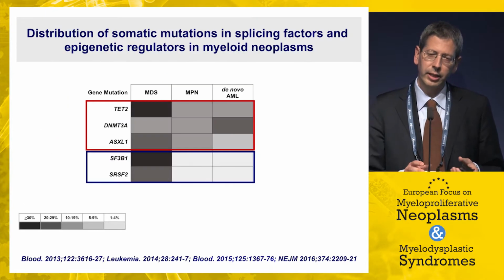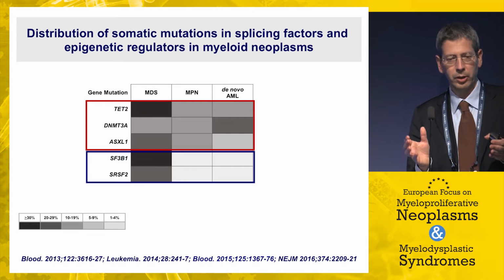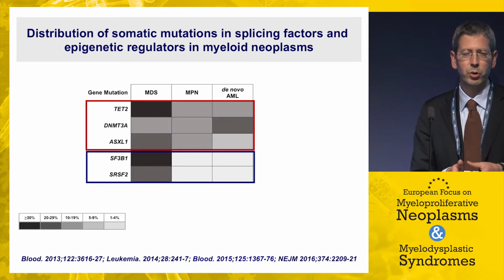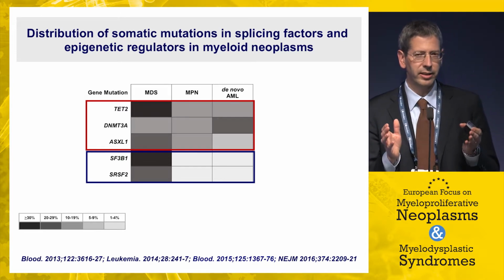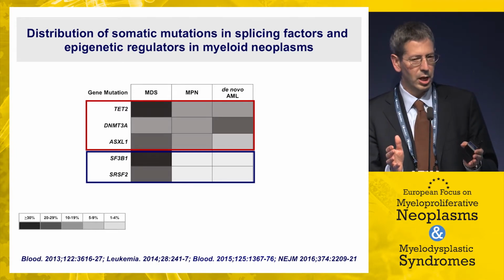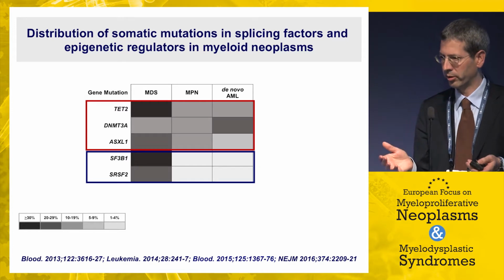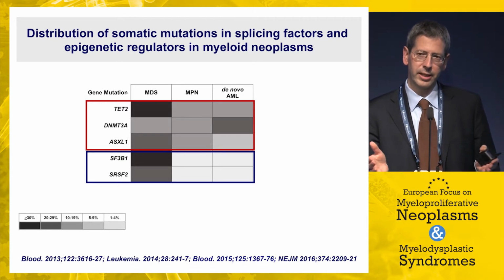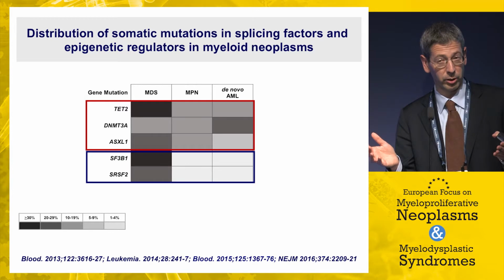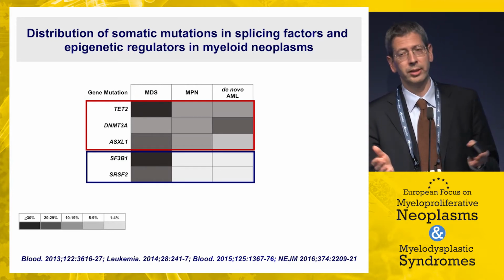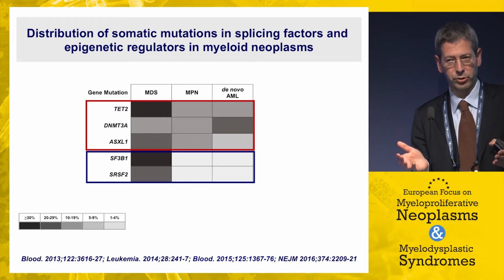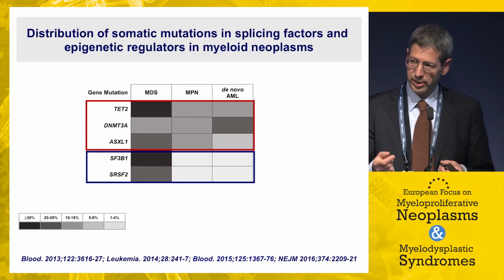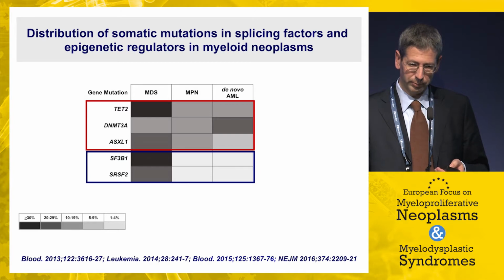In fact, if we look at the distribution of these mutated genes across myeloid neoplasms, we can see that mutations in splicing factors are rather selectively associated with the myelodysplastic process, whereas mutations in epigenetic regulators occur equally across MDS or myeloproliferative neoplasm or acute myeloid leukemia, suggesting that these mutations may be early common pathogenetic events in the pathophysiology of myeloid neoplasms and fostering the hypothesis that these mutations may occur upon aging.